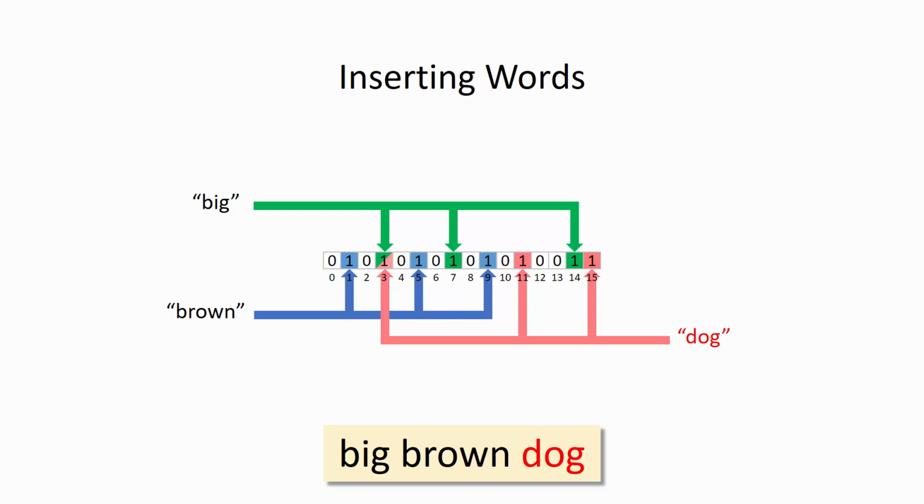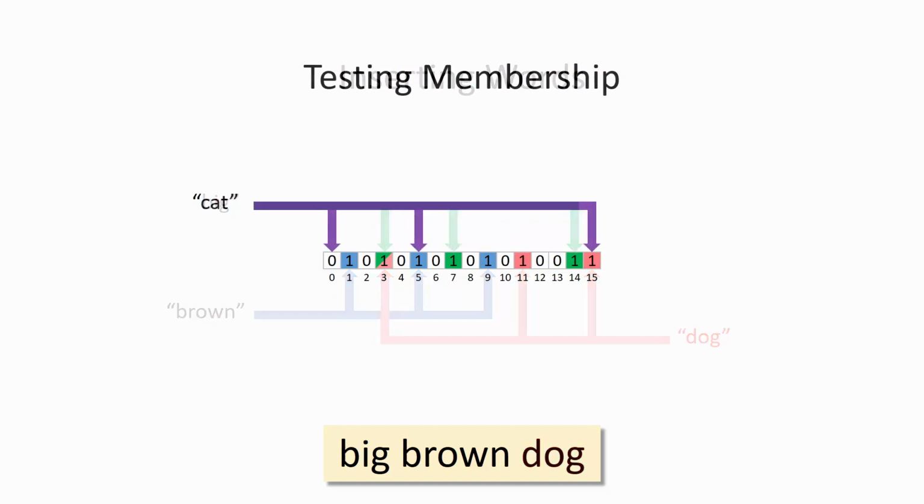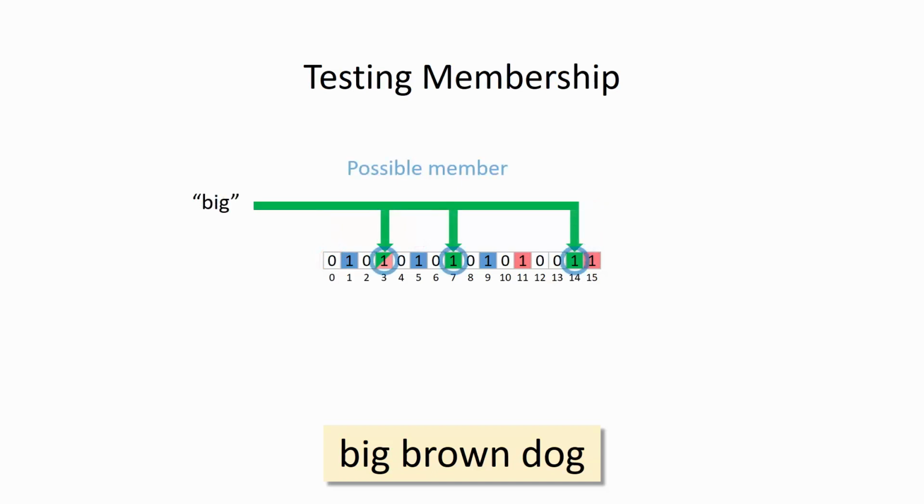Now, testing membership involves probing each of the hash functions for set bits. Suppose I want to test for the word cat, which is not in the document. In this case, one of the 3 bits is a 0, so we know that cat cannot be a member of the set. When testing for big, all 3 of its hashes map to 1s, so we report it as a possible member. Why do I say possible?